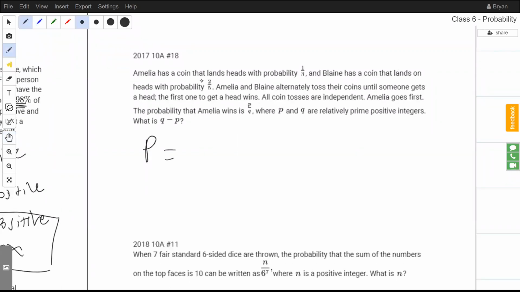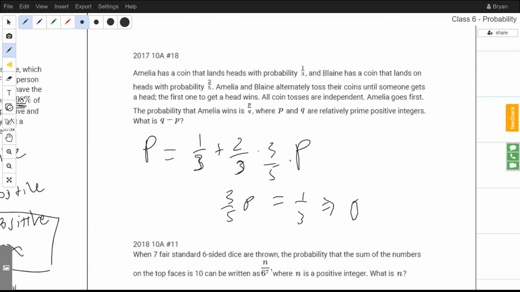The probability Amelia wins is the probability that she wins in the very first round, which is just 1/3, plus the probability that no one wins in the first round and it goes back to her turn again, and that happens with probability 2/3 times 3/5 times p. So we just have 3/5 of p is going to be equal to 1/3. So p is just 5/9. So the difference is just 4. So yeah.